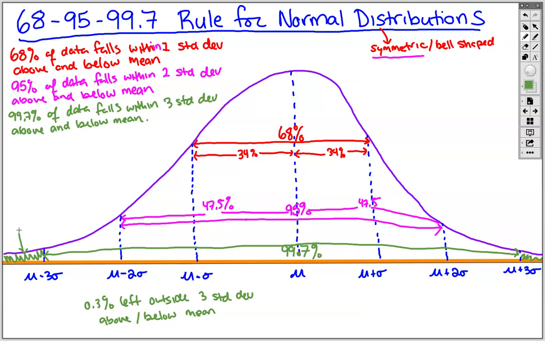And so you'd have about 0.15% over here, and you'd also have 0.15% over here because, again, normal curves are symmetric. That's one of the things you can assume when you're told you have a normal distribution. You can assume you have a curve that looks like this. You can assume it's symmetric. You can assume it's bell-shaped. And you can assume this 68, 95, 99.7 rule for normal distributions. Okay? All right, moving on to standard normal curves.